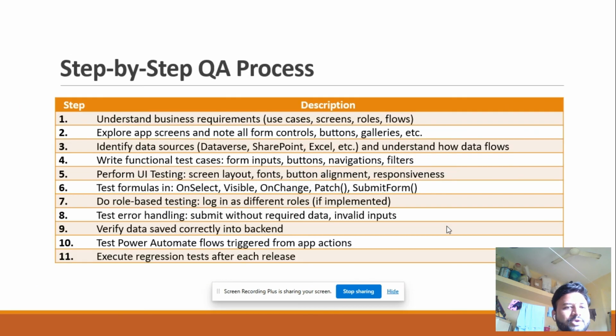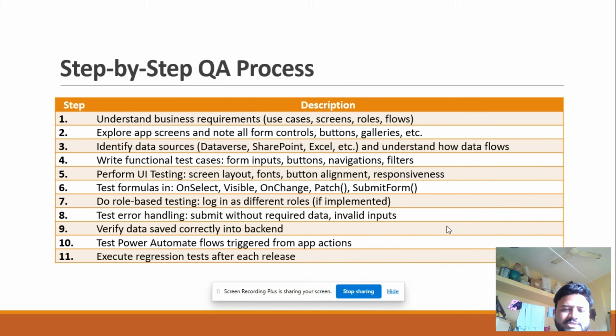Let's discuss the step-by-step QA process in more depth. First, the QA person needs to understand the business requirements, use cases, screens, rules, and flows. Second, explore the app screens and note all the controls, buttons, galleries, etc. Third, identify the data source. The QA person needs to discuss with the developer team to identify the data source, whether Dataverse, SharePoint, Excel, etc., and understand how the data flow works.